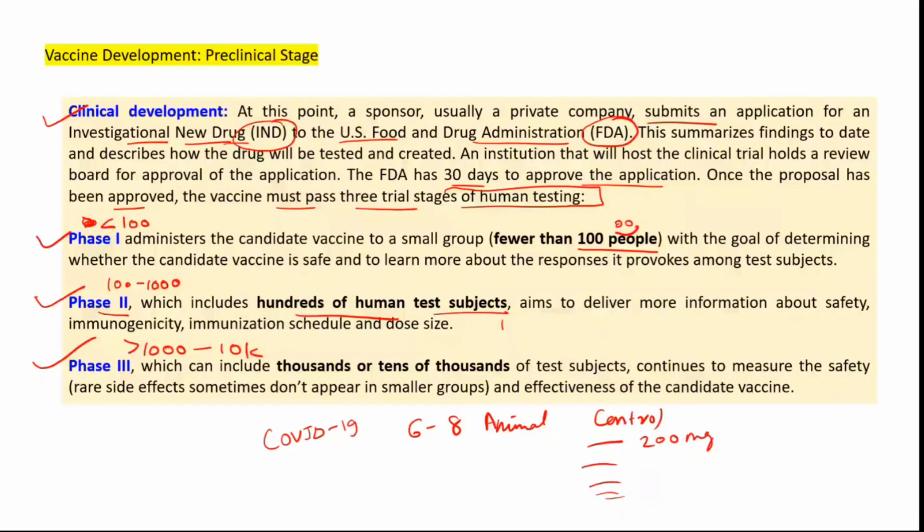So in phase 2, as we have proved that it is safe, and there are no fatal consequences in 100 people, we can target up to 1k. After having clearance, a green signal or a satisfactory outcome from this, now we can target 1000 to 10K test subjects, including male and female. It will continue to measure the safety, and after that it will finally provide the effectiveness of the candidate vaccine, that this is the required vaccine, this has been proven very efficient.